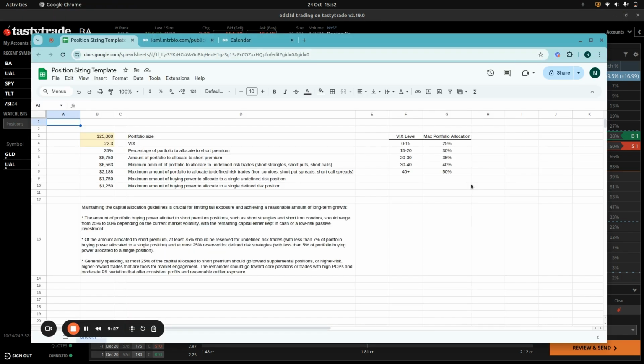we've created a position sizing template that's free for everyone to use and get a copy of. The way it works is you enter the size of your portfolio here, what the current VIX level is here, and then everything below will be automatically calculated for you. It tells you exactly how you need to structure your portfolio. And as long as you stick to that, you'll be fine.